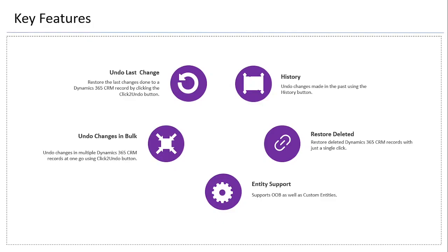It supports out of the box as well as custom entities, and restore deleted. This is an interesting feature that we have added. If you have deleted any records in the CRM but you want to restore the deleted record, you can easily do it in just a single click with the help of the restore deleted button in the Undo to Restore productivity tool. Let's see all these features in live action.